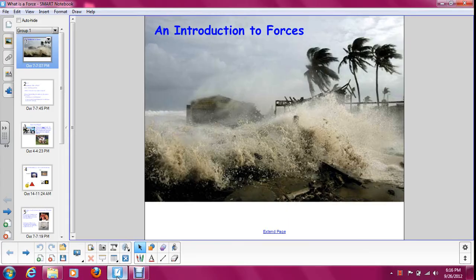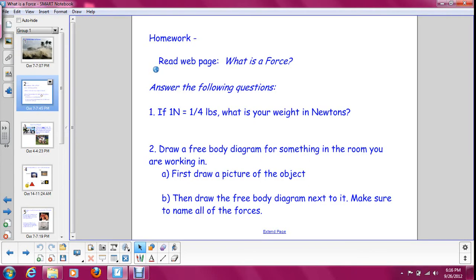Everybody. Today we are going to be talking about forces. Most of us have heard the word forces used before, but we might not know what it actually means in the physics world. Before we get started, these are your homework questions for tonight.